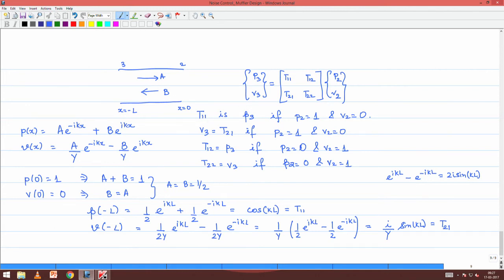Next we need to derive what happens for the entries at the second column of our transfer matrix, and towards that end we need to solve for the condition that V2 is equal to 1, but P2 equal to 0. So, which we will do in maybe I will copy and paste this part.